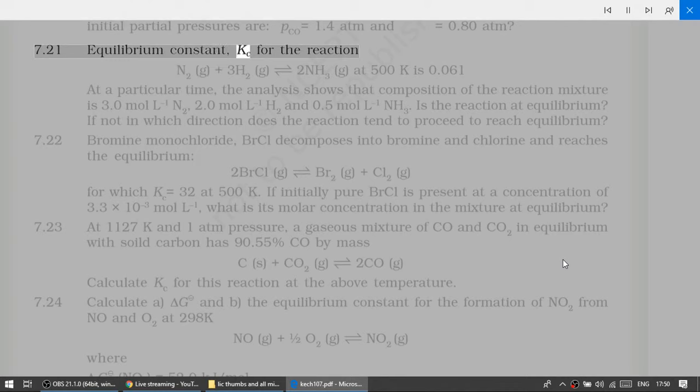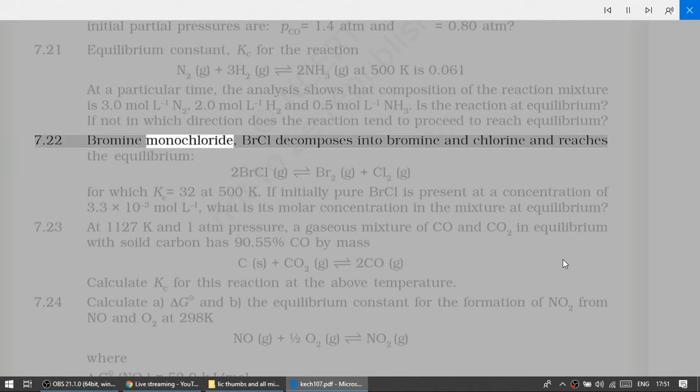7.21 Equilibrium constant, Kc for the reaction N2(g) + 3H2(g) ⇌ 2NH3(g) at 500 K is 0.061. At a particular time, the analysis shows that composition of the reaction mixture is 3.0 mol L⁻¹ N2, 2.0 mol L⁻¹ H2 and 0.5 mol L⁻¹ NH3. Is the reaction at equilibrium?